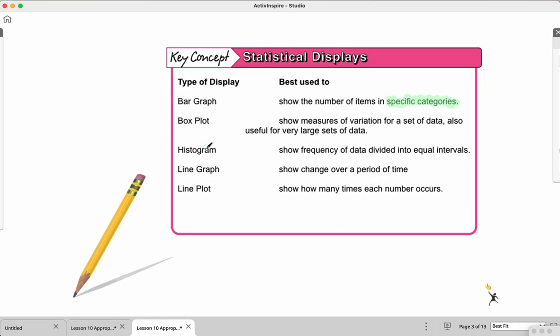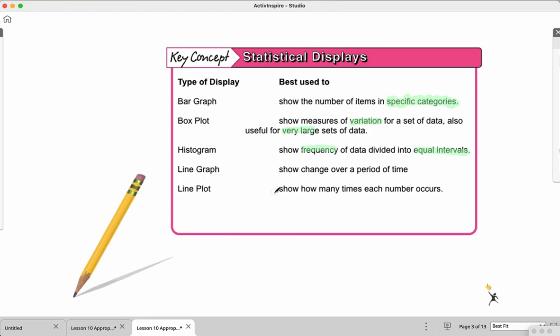A box plot shows the measure of variation of a set of data, and is also very useful for very large data points and variations. A frequency chart, or a histogram, shows frequency over equal intervals, how often something happens over different intervals. So for example, I might have the different generations, how many children they have, or how many buy a house, or things like that.